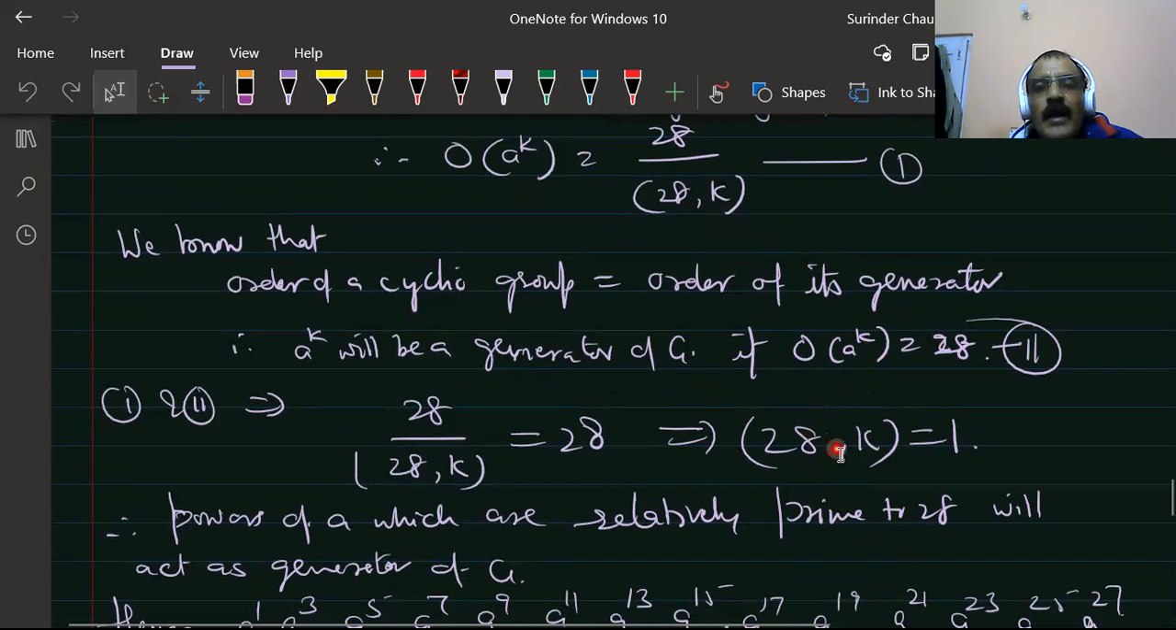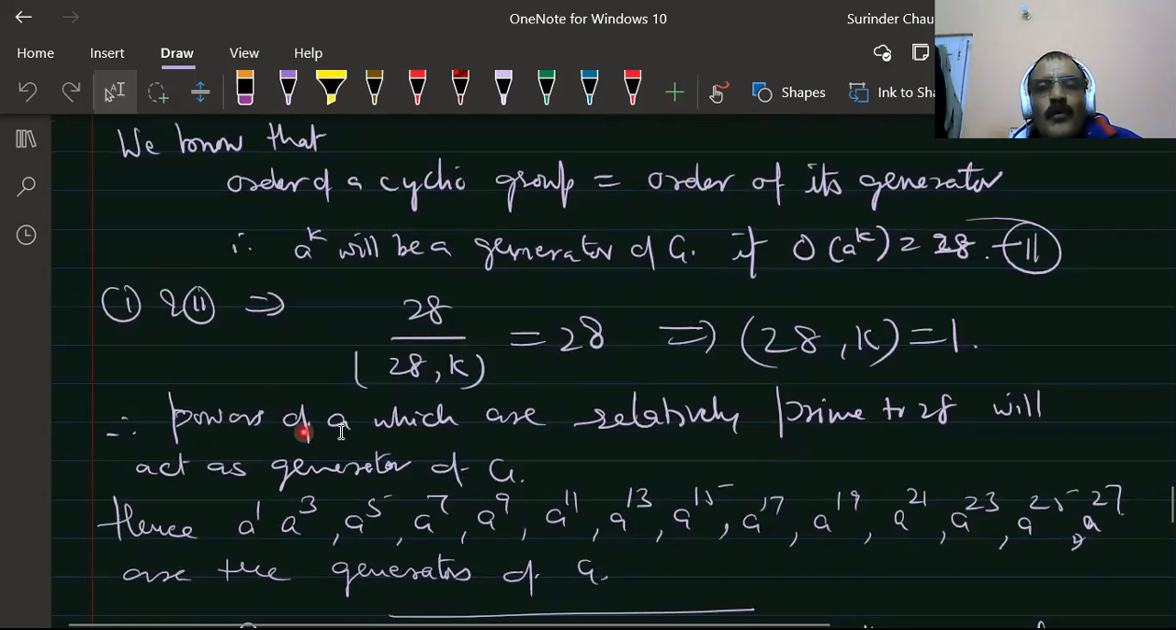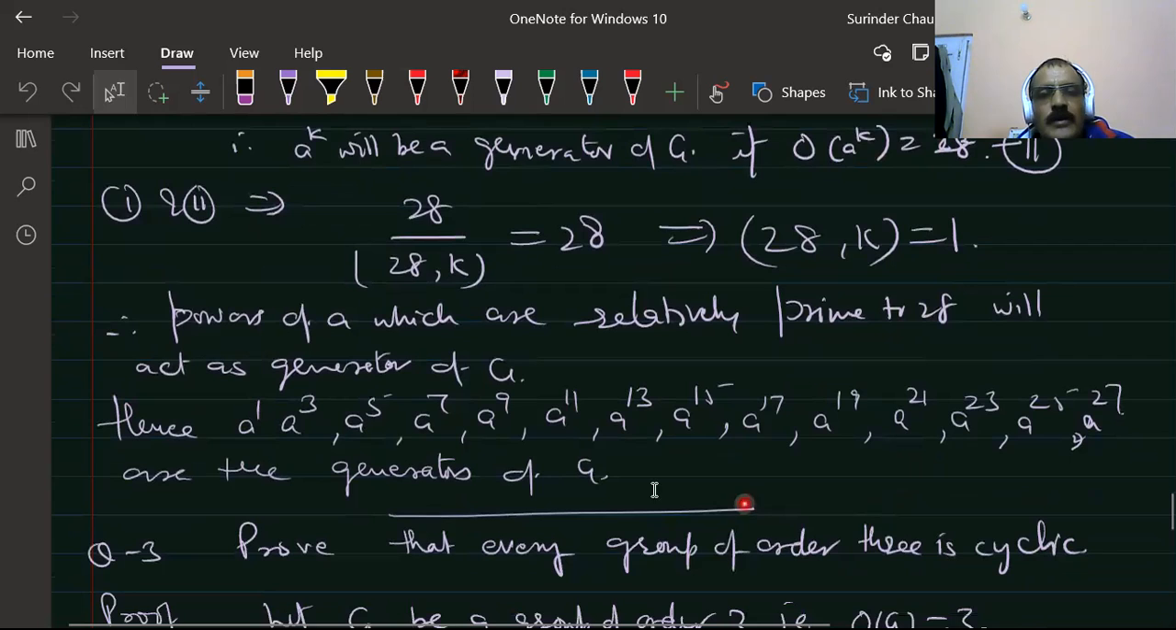So the powers of A which are relatively prime to 28 will act as generators of G. Therefore A^1, A^3, A^5 and so on are the generators of this group. The order of A is 28, the order of A^3 is 28, the order of A^5 is 28, and the order of A^7 is 28, and so on for each of them. So we can have a group in which several elements generate the same group.